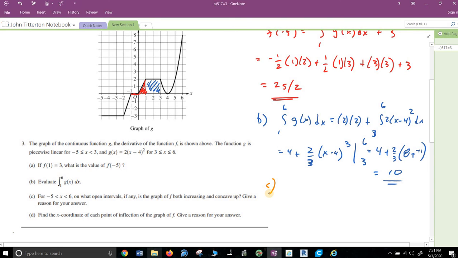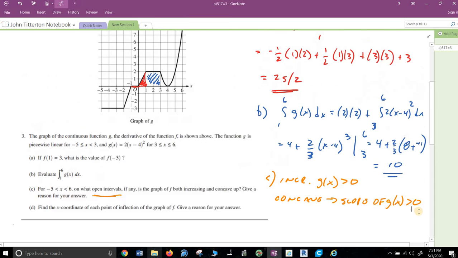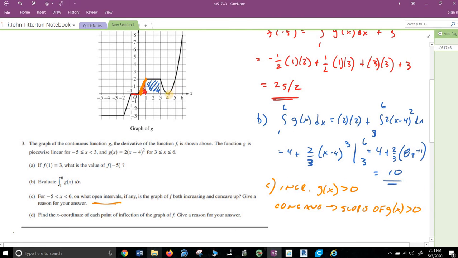So it says negative 5 to 6, open intervals. Oh, hey, that's kind of a giveaway, isn't it? I've been arguing about open versus closed. So we want increasing, which means that g of x is greater than 0, and we want concave up, which means that the slope of g of x is positive. And if you look, you'll see that from 0 to 1 right here, and 4 to 6 right here, it's above the graph, and both increasing. So we get 0 to 1 and 4 to 6.